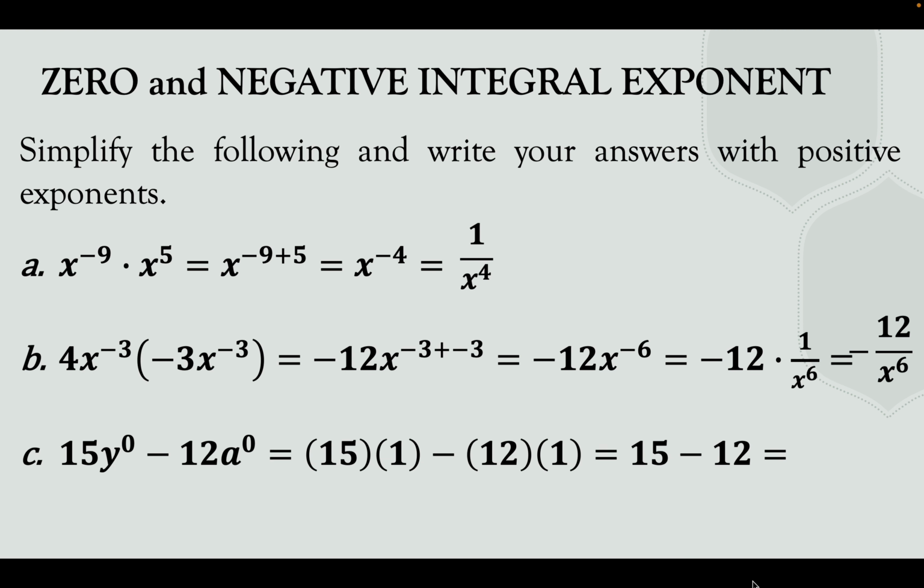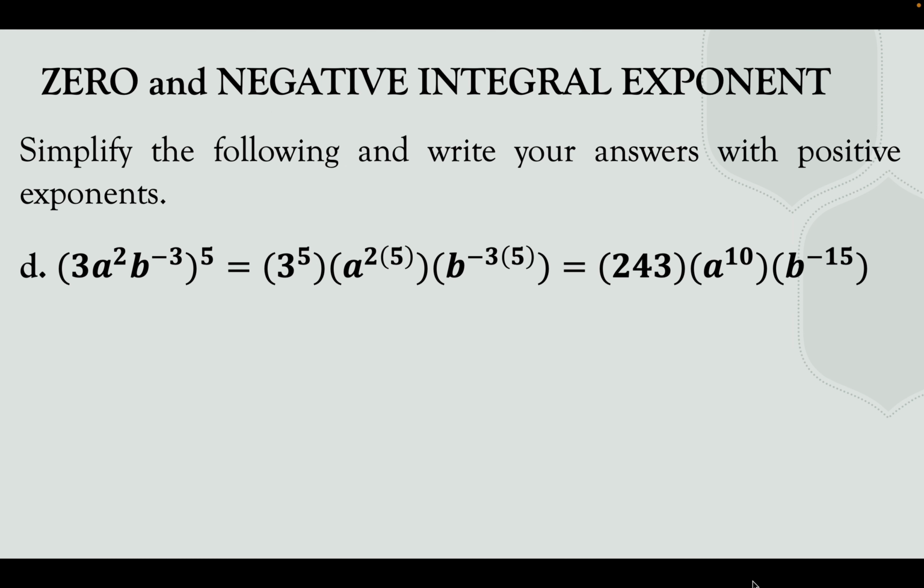Letter C, we have 15 y raised to 0 minus 12 a raised to 0. So simplify this one. So we have 15 times 1 since y raised to 0 is 1. And then minus 12 times a raised to 0, which is 1. So we have 15 times 1, 15. Minus 12 times 1, 12. So we have 15 minus 12. We have 3.